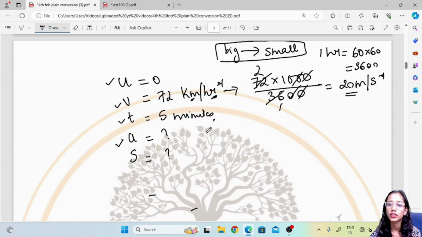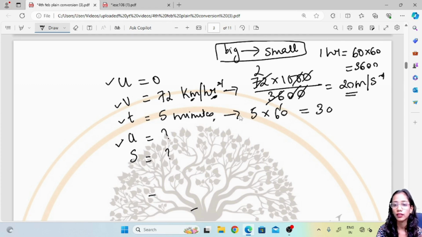Now we have converted this kilometer per hour into 20 meters per second, but the time is in minutes. So very important is to convert the time, 5 minutes, into seconds. So this will be 5 into 60 and the answer will be 300 seconds. Now we have the time, we have u and a, t.